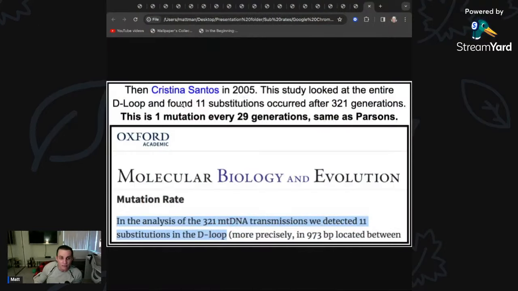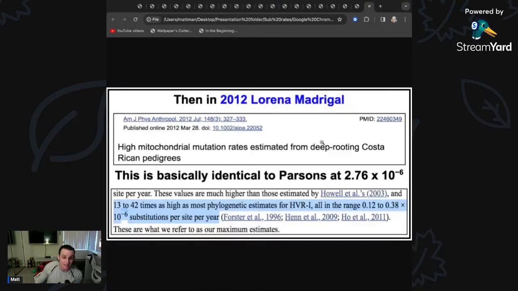In 2005, Santos, this study looked at the entire D-loop region, very similar to how Dr. Nathaniel Jeanson did in his 2015 Ding et al. study, and they found 11 substitutions out of 321 generations, which is one substitution every 29 generations, basically the exact same as Parsons, who got 1 out of 30 and 1 out of 33. Amazing, right? Constantly finding the same results.